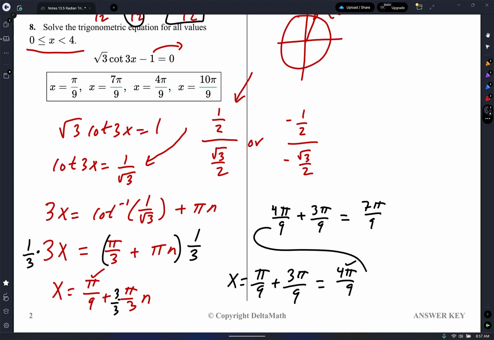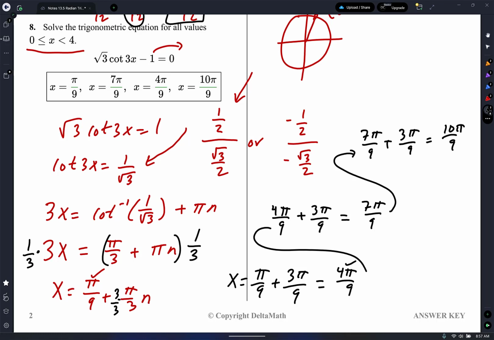4 plus 3 is 7, 7 pi over 9. And I ask, is that smaller than 4? It is, because 7/9 of pi is smaller than 3. So I keep adding. I take that 7 pi over 9 and keep adding 3 pi over 9. So let's see, 7 plus 3, that's 10 pi over 9. That's a little bigger than 3, because it's a little bigger than a whole pi. Do you guys see that?